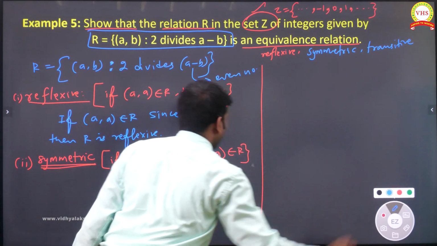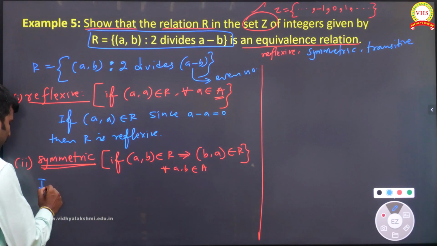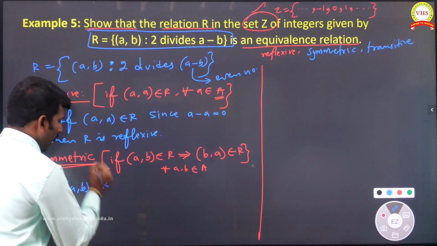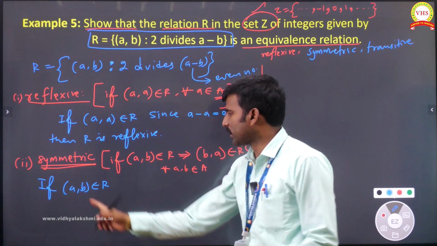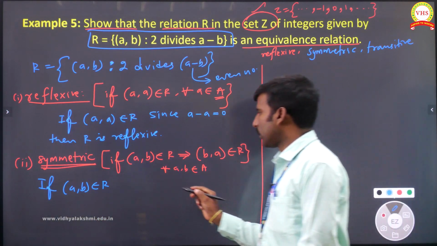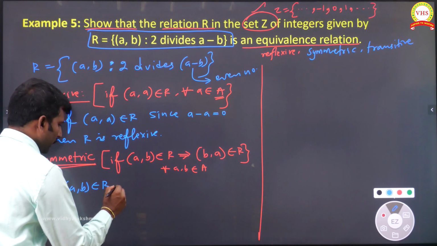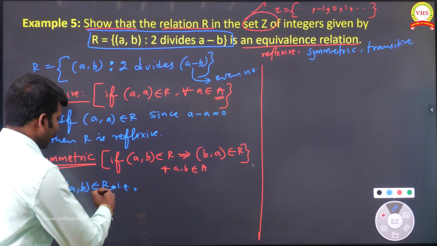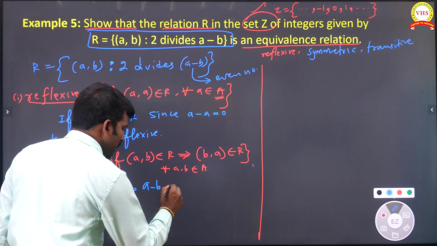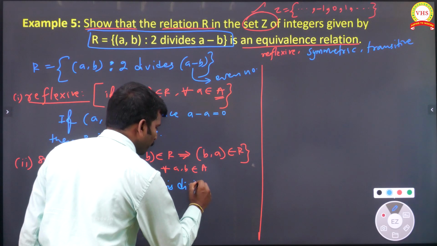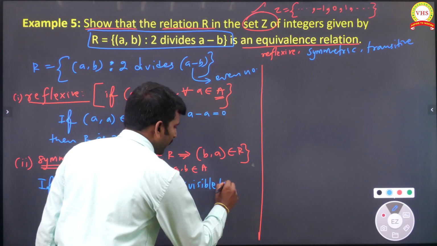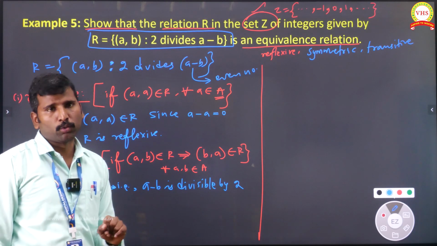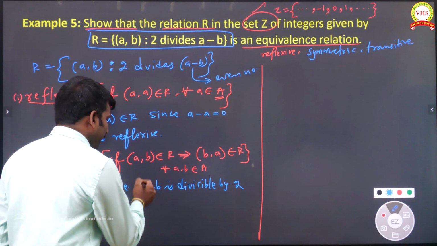Now listen. First I am taking (a, b) belongs to R. This is the if condition. We have to assume that this belongs to R. What is the meaning of this line? That is, a minus b is divisible by 2. When you divide this, it's divisible by 2. Understand? That means a minus b is what?